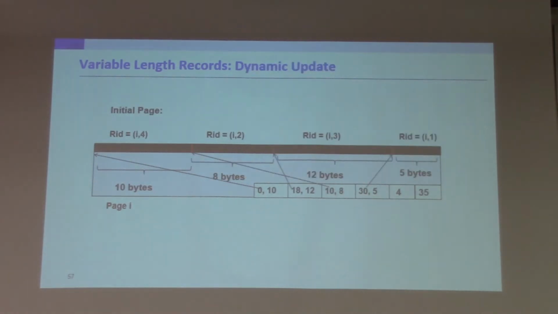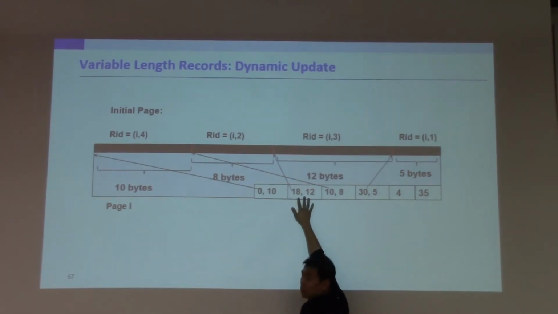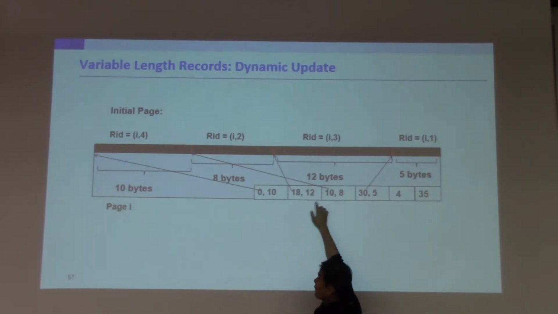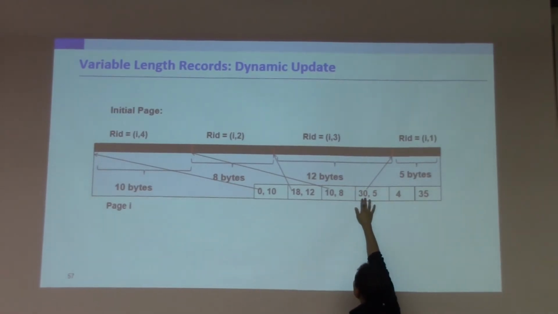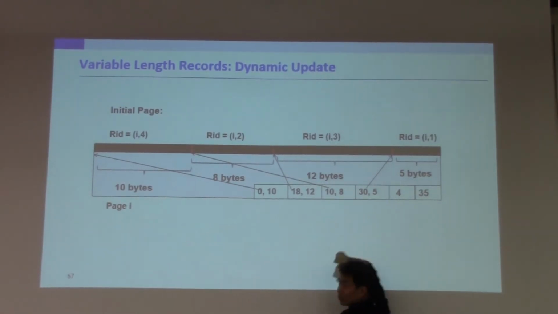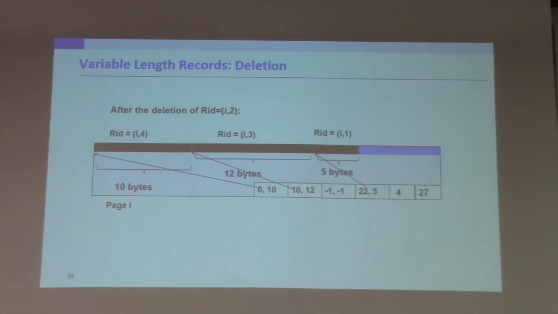So for example, 35 will become 22.5 because 30 is bigger than the offset value of that record being deleted. But this one, 10 and 8, is being deleted, and this 18 and 20, 18 is bigger than the offset value, so I will minus 8 from this. So I got 10, 12, 22 and 5, and 27. That's exactly what I got.